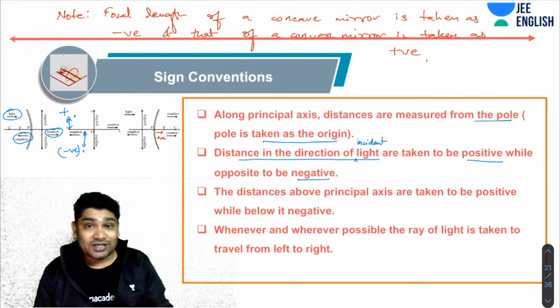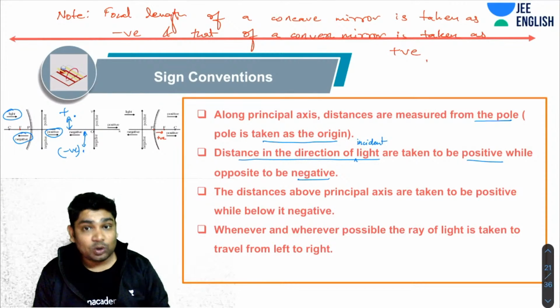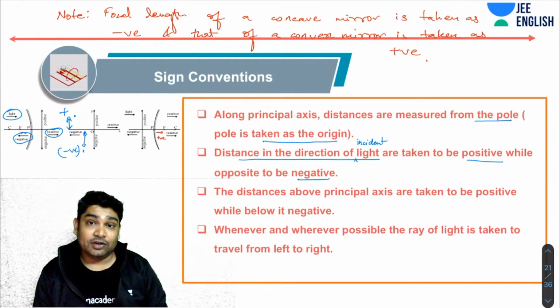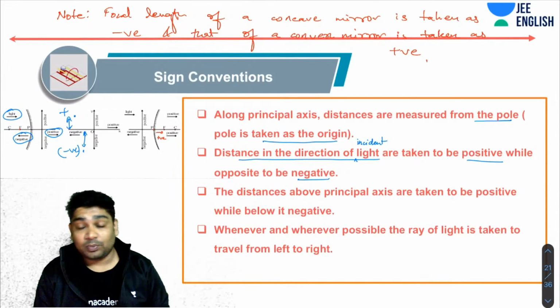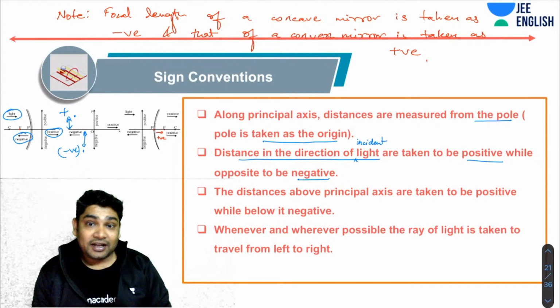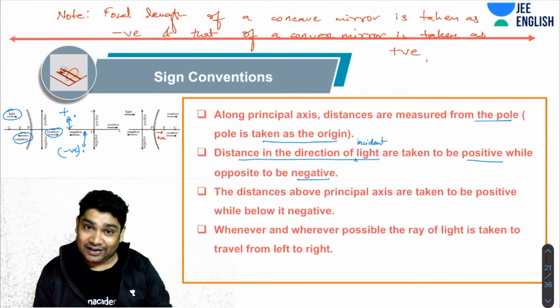So please remember, if somebody tells you that the focal length of a curved mirror, spherical mirror, is positive, let's say 10 centimeters, then you know they're talking about the convex mirror. If they tell you it's negative 10 centimeters, then you know they are talking about the concave mirror. So please remember these sign conventions. These are very, very important. If you mess up with these signs, then you will get your answers wrong.